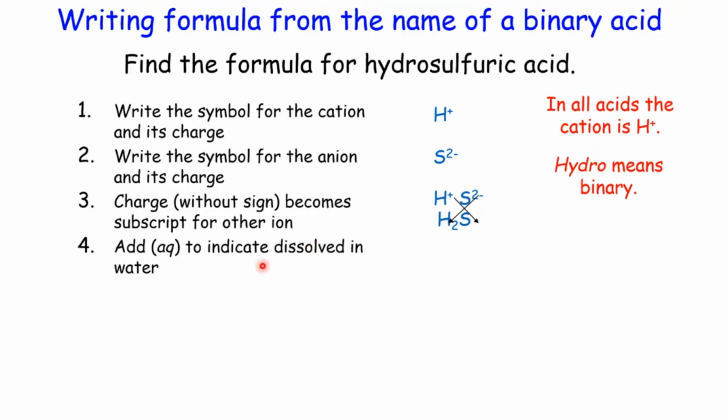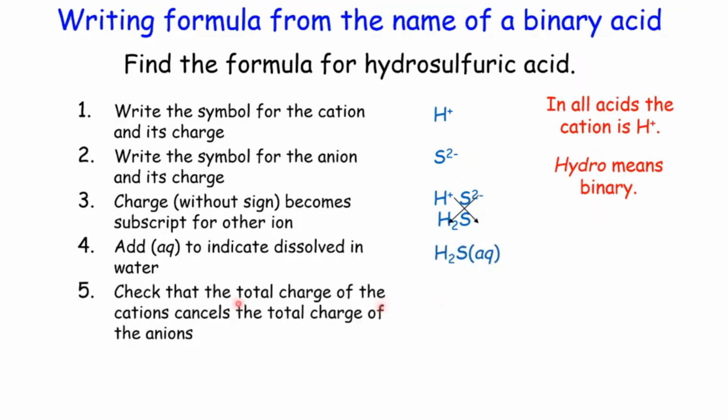Then you add AQ to indicate it's dissolved in water, then it is an acid. Otherwise, this will be just dihydrogen sulfide. You see, it's not an acid if you don't write down AQ. And then you check that the total charge of the cations cancels the total charge of the anions, so that this acid molecule carries an overall charge, or net charge, of 0.